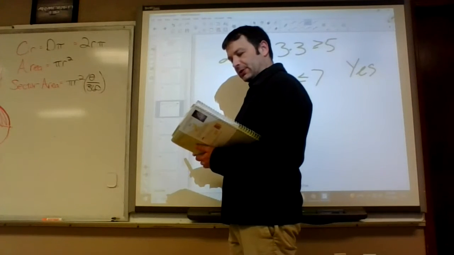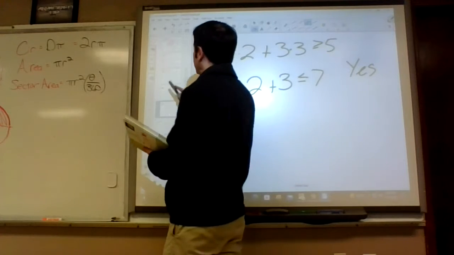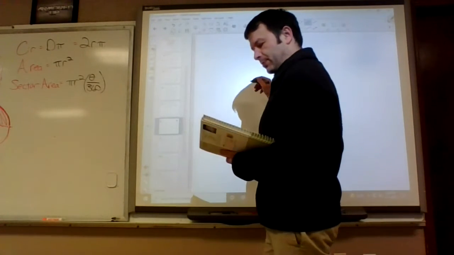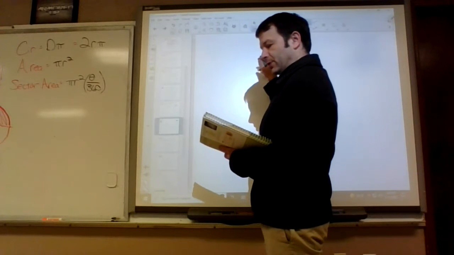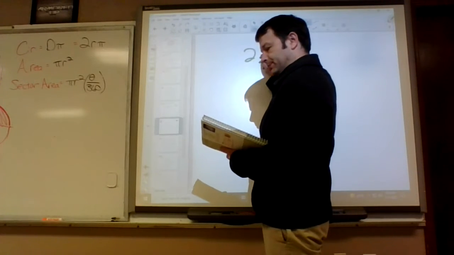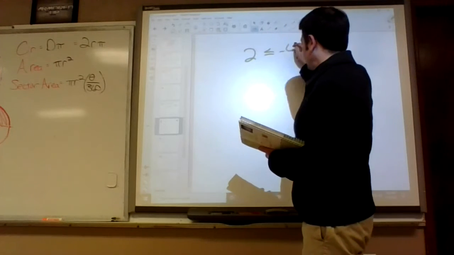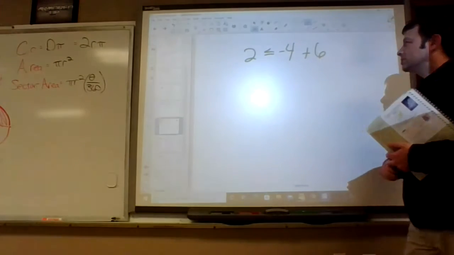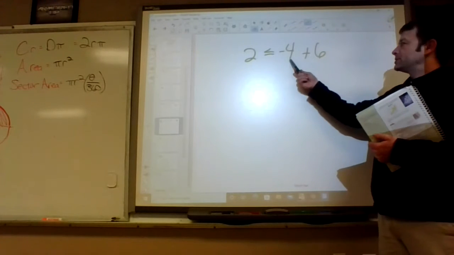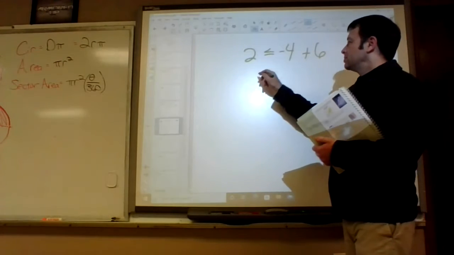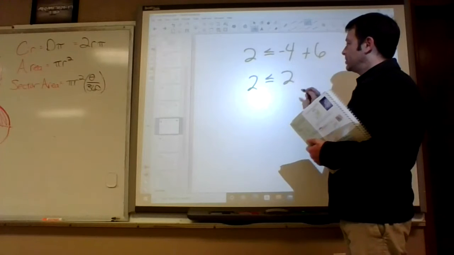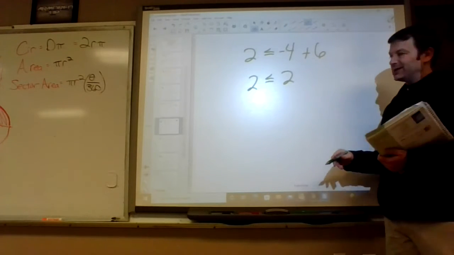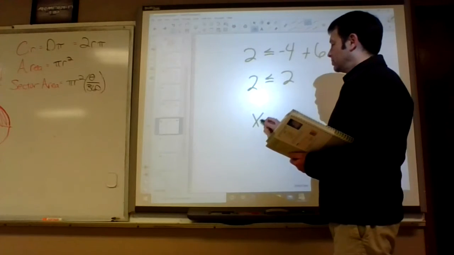Number 7. Same thing on 7. So I'm going to plug in the 4. Where does the 4 go in on number 7 for the x? So it's actually 2 is less than or equal to negative 4 plus 6. What's negative 4 plus 6? 2. Is 2 less than or equal to 2? Yep. Okay, and then the second equation just says x is less than 4.